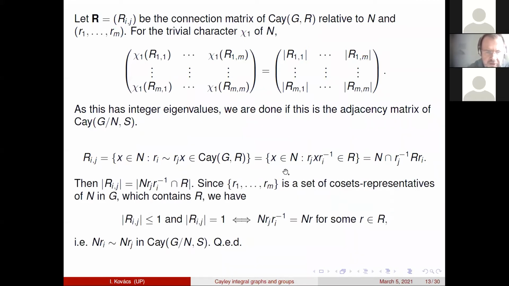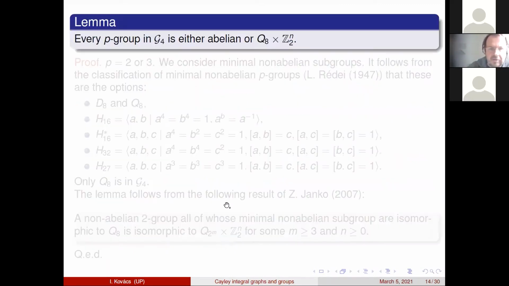Using that this is a normal subgroup, we can rewrite the coordinate of this set in this form, and using that these are representatives containing R, eventually you will get that this is at most 1, and exactly 1 happens if this coset can be written in this form, and rewriting it, it exactly means that these are adjacent in the quotient. So this is adjacency in the quotient. Okay, so we have these two properties. One property is closed with respect to subgroups. The other property is closed with respect to normal subgroups of odd order.